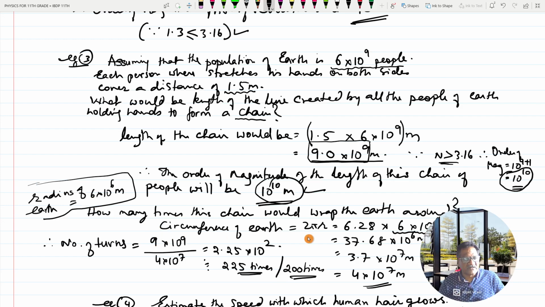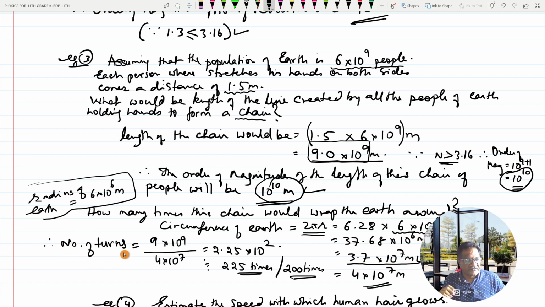So the circumference of the earth is equal to 2 pi r. So 2 pi means 6.28 multiplied by the radius, which is 6 into 10 raised to 6 meters. So 6.28 into 6 into 10 raised to 6 meter will be the circumference. If you work this out, you will get 37.66 into 10 raised to 6 meter. If you want to convert it into scientific notation, you can write this as 3.7 into 10 raised to 7 meters. Now this is the circumference of the earth.